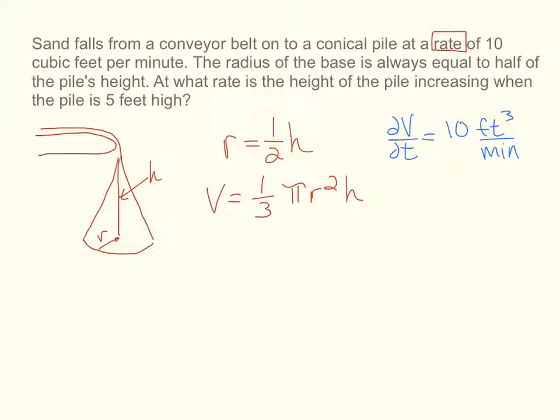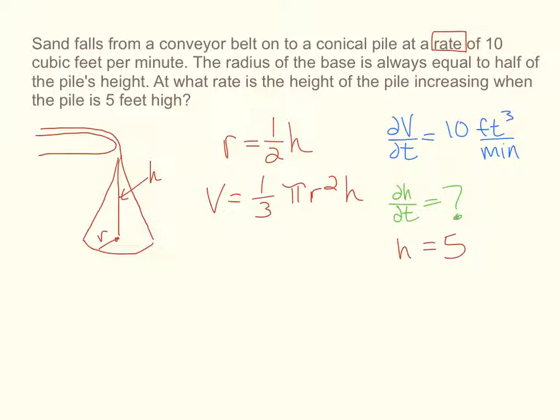And what we're trying to figure out is at what rate the height of the pile is increasing. So we are looking for the rate at how the height is increasing with respect to time. And we also happen to know that the height is already 5 feet. So h equals 5.